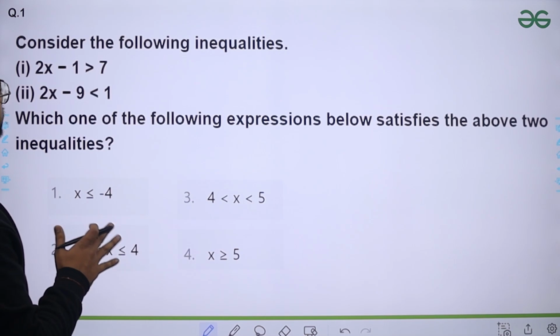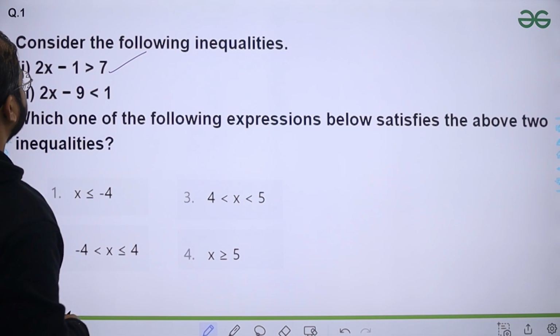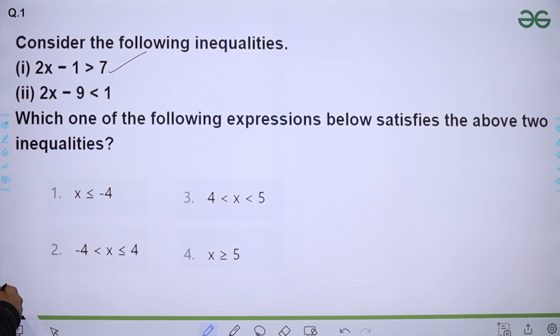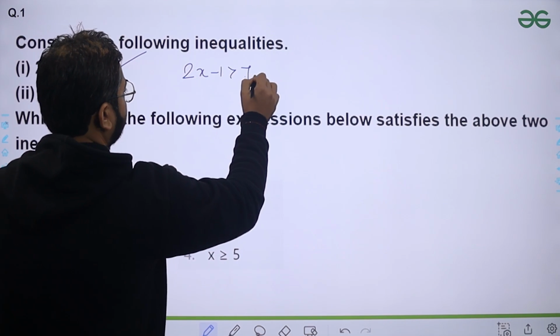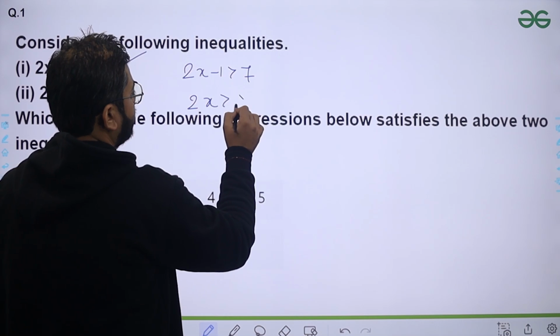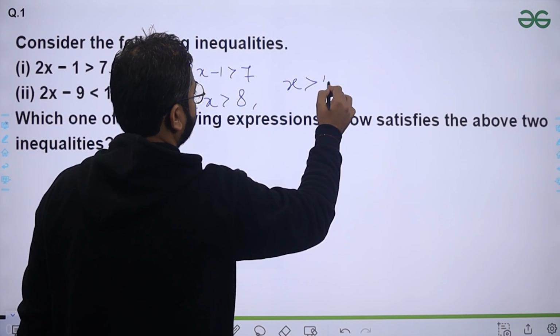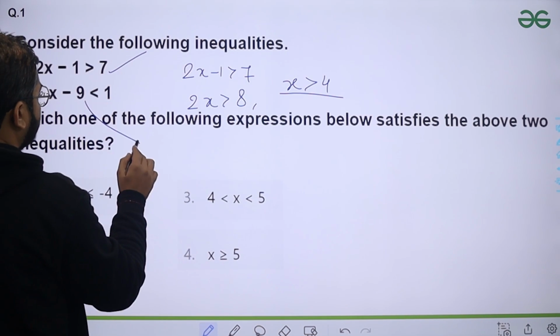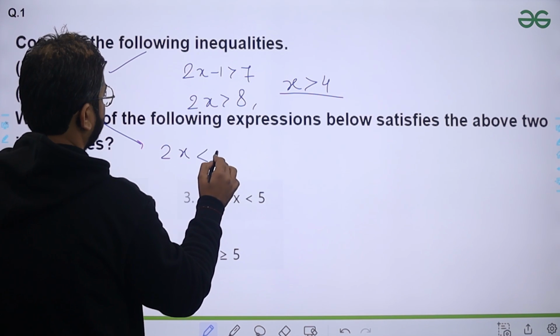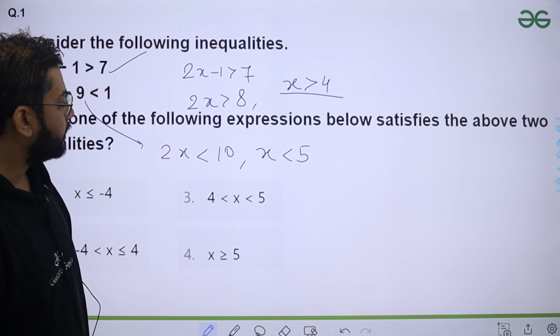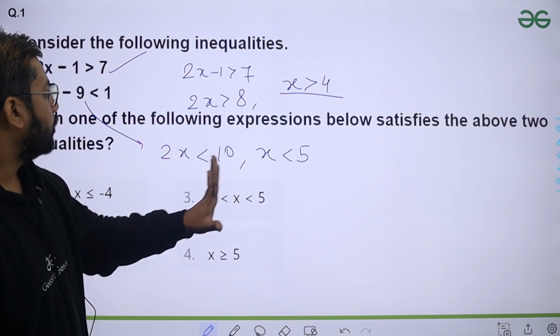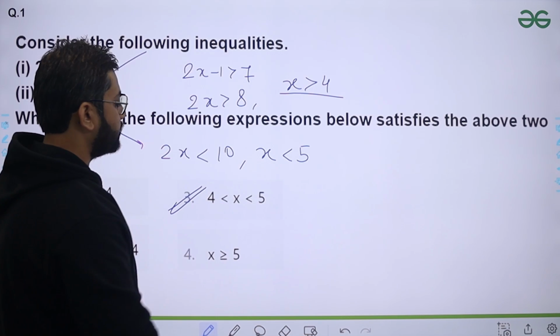For this series question, the question says: consider the following inequalities. 2x plus 1 is greater than 7, and 2x minus 9 is less than 1. We have to find the relation for x. From 2x plus 1 greater than 7, 2x is greater than 6... so this is 2x greater than 8, and from here I can say x is greater than 4, right? For the other inequality, 2x is less than 10, so x is less than 5. It means x is greater than 4 and less than 5. I believe option number 3 is matching.